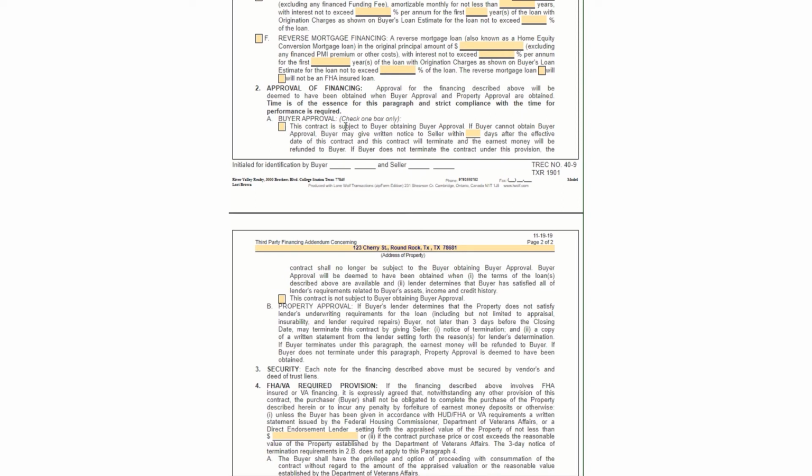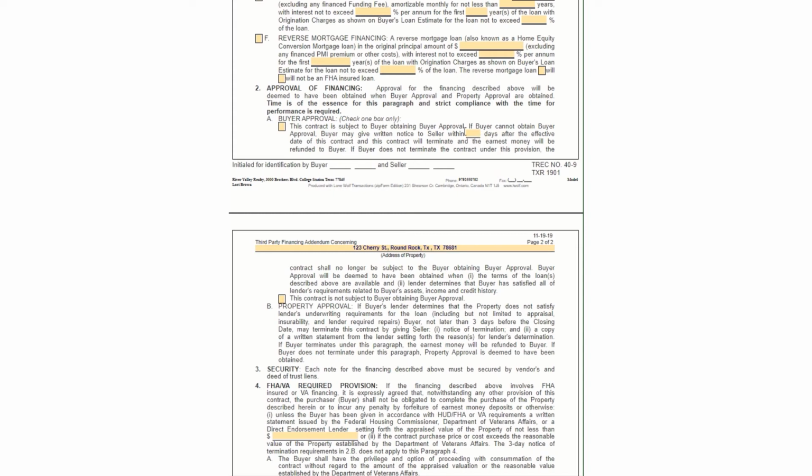2A, buyer approval. You're going to check one of these 2 boxes. Either the contract is contingent upon loan approval for the buyer or it is not. This contract is subject to buyer obtaining buyer approval. If buyer cannot obtain buyer approval, buyer may give written notice to seller within blank days after the effective date of this contract, and this contract will terminate and earnest money will go to the buyer.